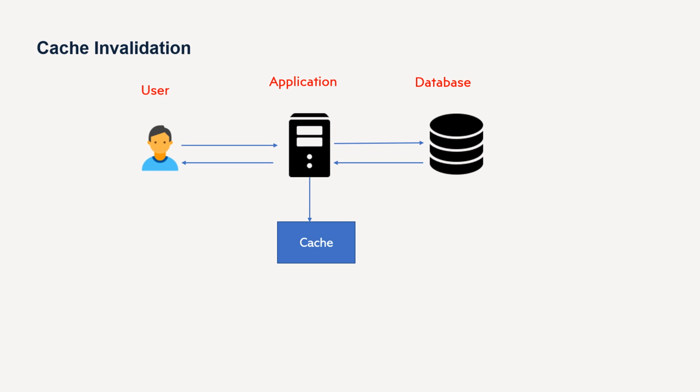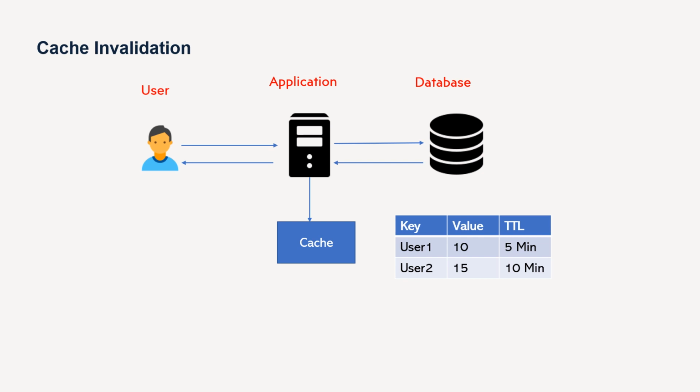The first one is cache invalidation. In that, you have to define a parameter like TTL, time to live. Here we can see a cache table where we have stored key, value and detail columns, and we have user one and user two. You define that for user one the time to live is 5 minutes, and for user two it is 10 minutes. So after 5 minutes, this entry will go out.